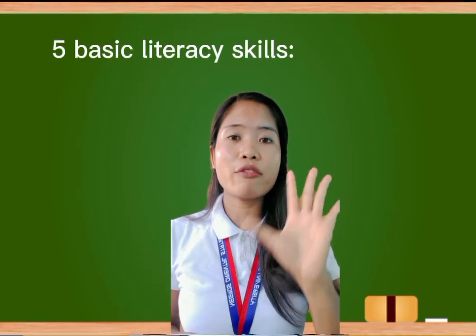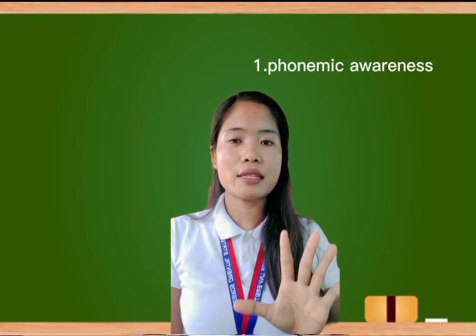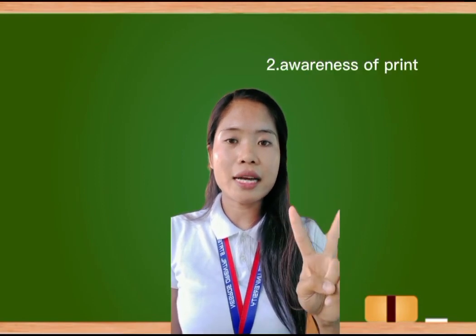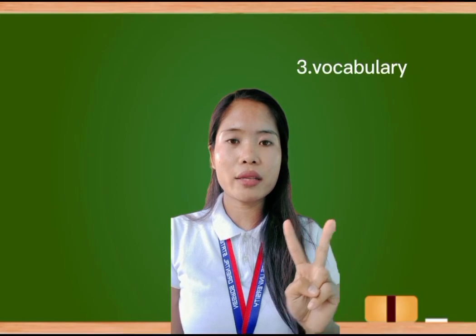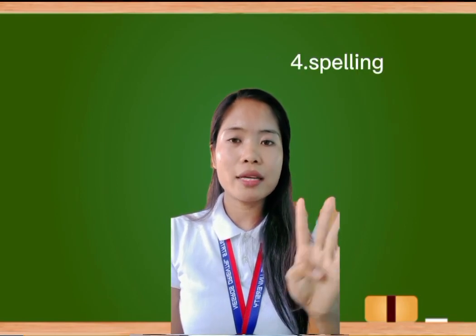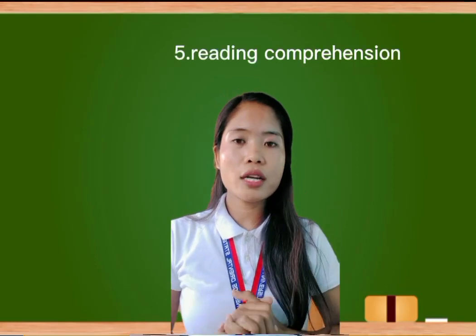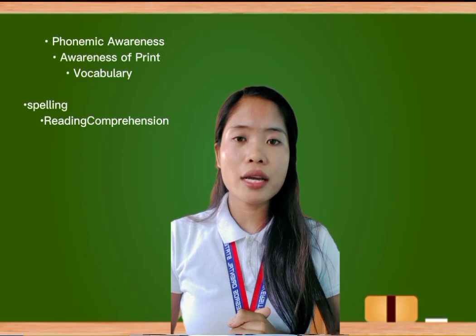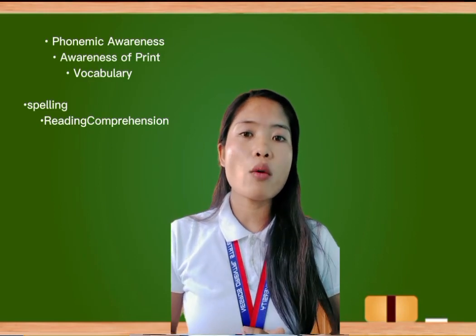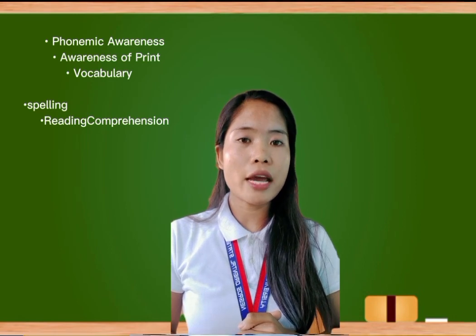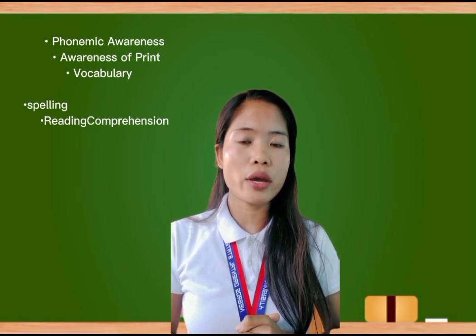So there are 5 basic literacy skills. First, phonemic awareness. Second, awareness of print. Third, vocabulary. Fourth, spelling. And fifth, reading comprehension. So, first is phonemic awareness. It is the awareness of sounds and the ability to hear and play with the individual sounds of language.